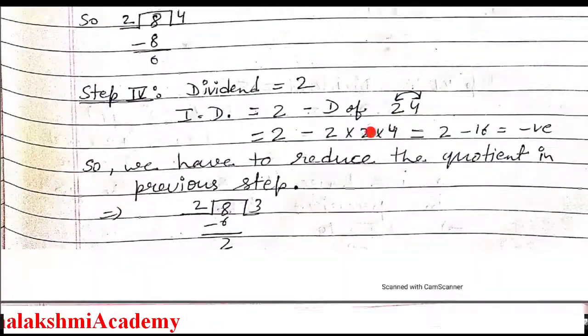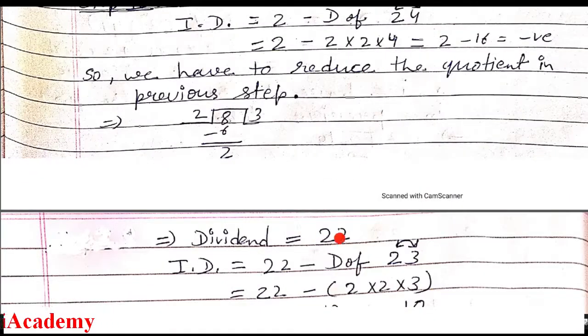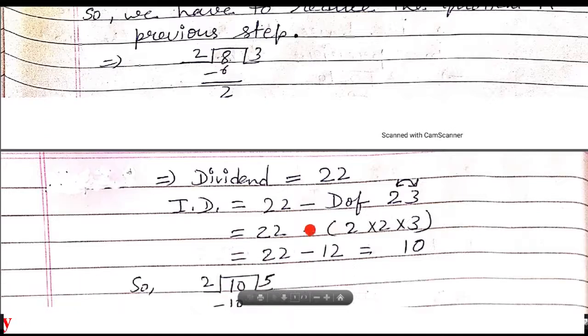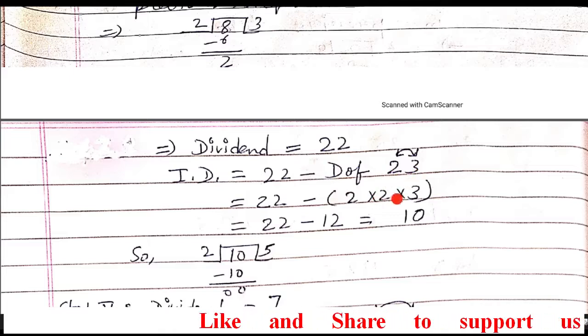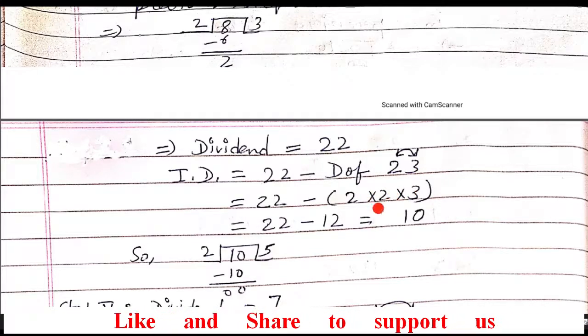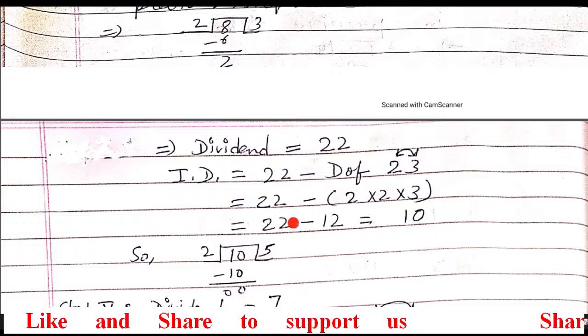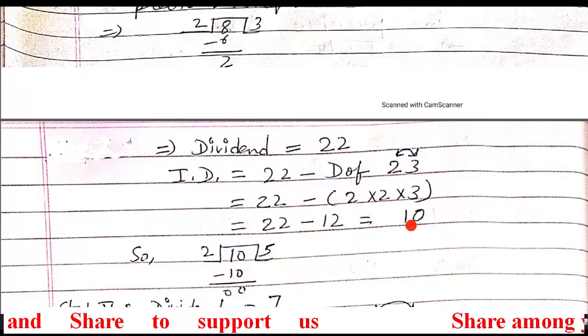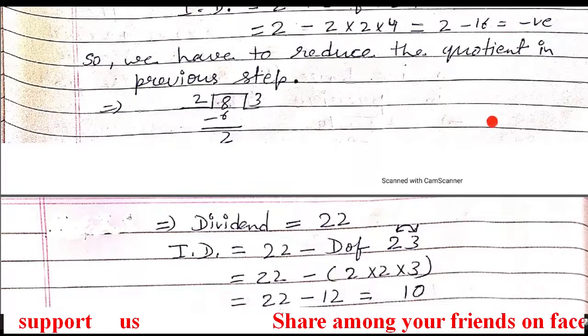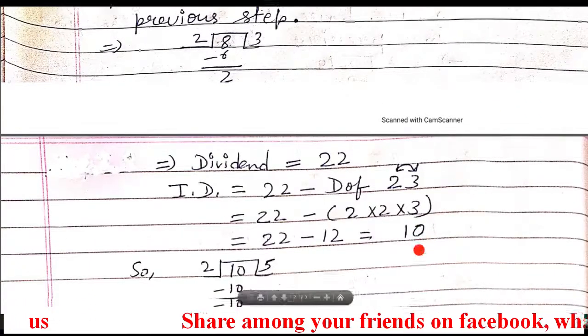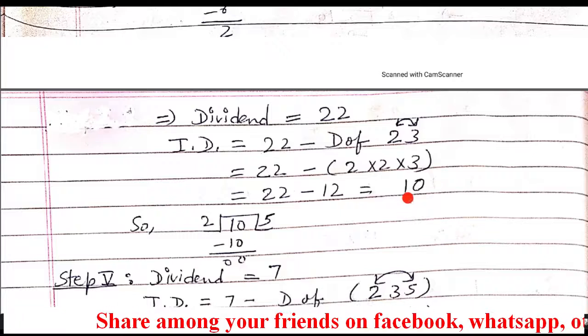So see the step. Dividend is 22 and improved dividend is 22 minus D of 23. So it's again 2-digit number. So form the pair. So this 2 is extra because of the Dvandva. So 2 multiplied by digits, that is 2 into 3. So when you will do it, you will get 12. So 22 minus 12 is 10. Now since it's positive, see students, in previous step we obtained a negative number, but now after improving we obtained positive number. So go for the further division.